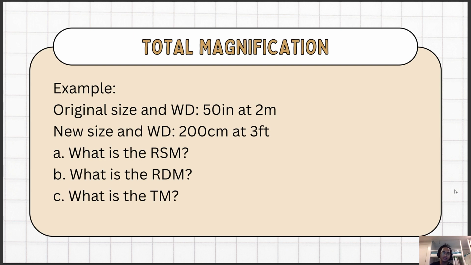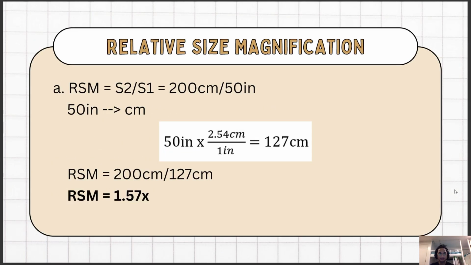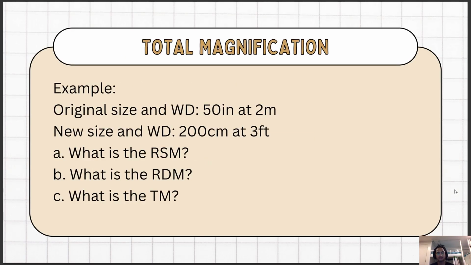So for example, ngarita sa RSM magsugod. So RSM is equal to S2 over S1. Ang ato, new size is 200 centimeter.